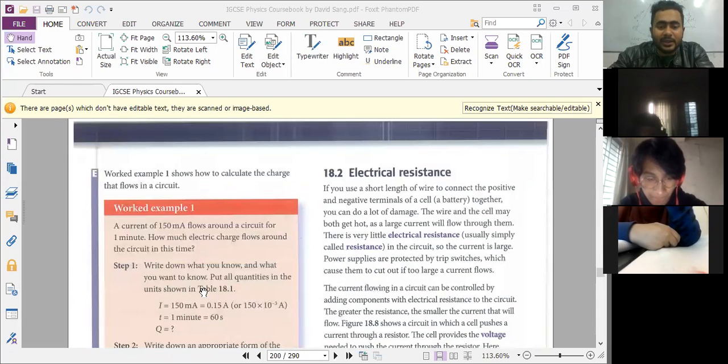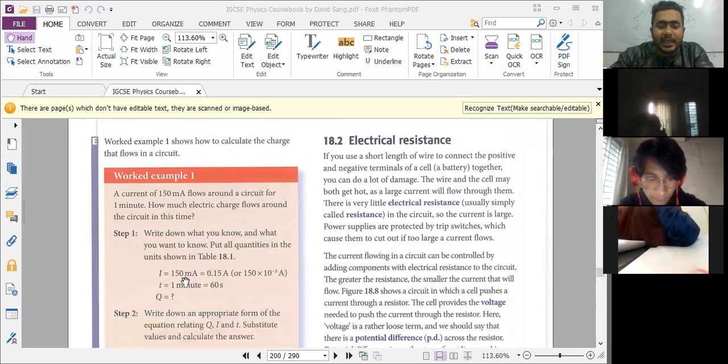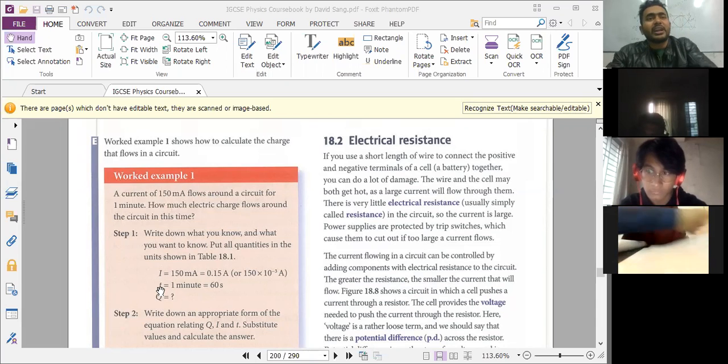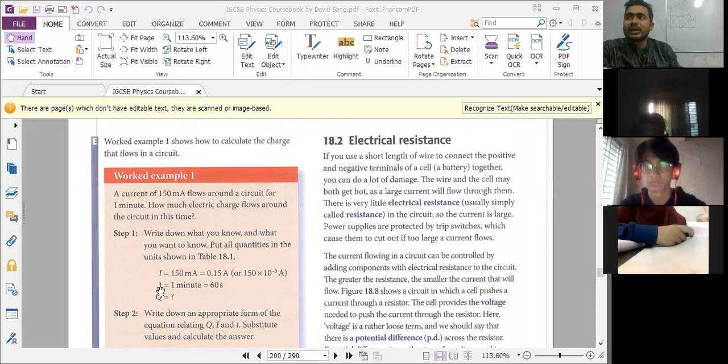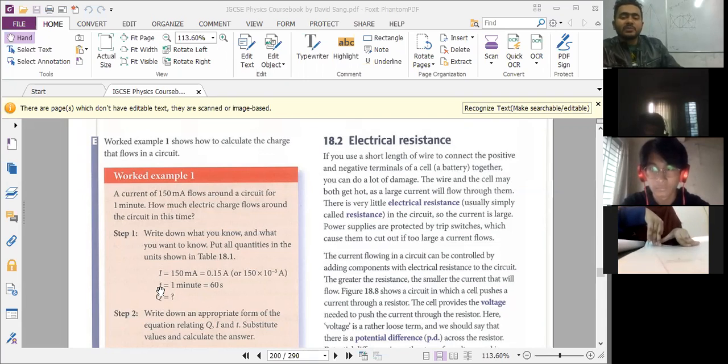Next, example 1. It is very simple, and yet we have to do it. A current of 150 milliamps flows around a circuit for 1 minute. How much electrical charge flows around the circuit in this time? So electrical charge বের করতে হবে, Q. I equals Q by t, so Q equals It. Right or wrong? So we have to rearrange the equation first. Q equals It. Value of I is 150 milliamps.